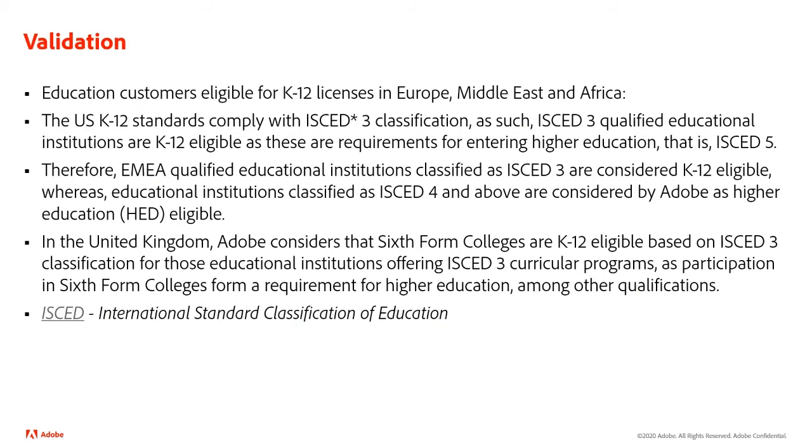If you have a mixture where you can separate your students by course level, you can assign named user licenses at the right level. So level 3 can be assigned the K-12 and level 4 and upwards can be assigned the higher education license. A lot to take in.